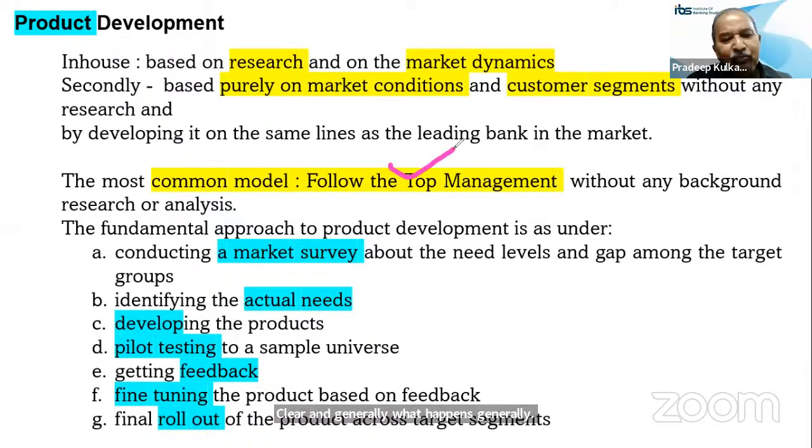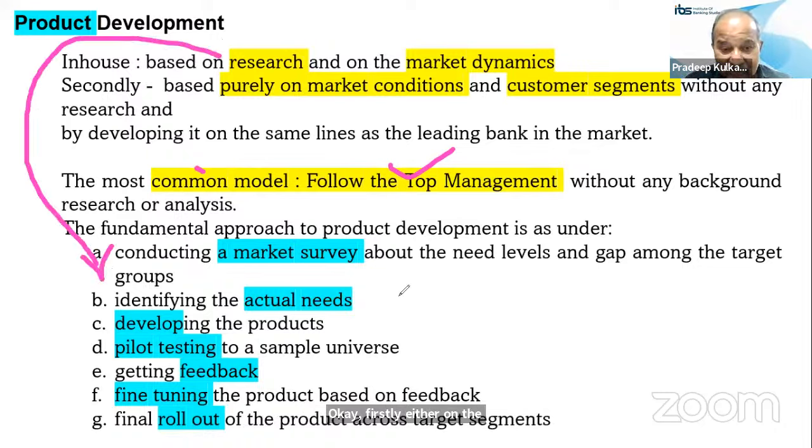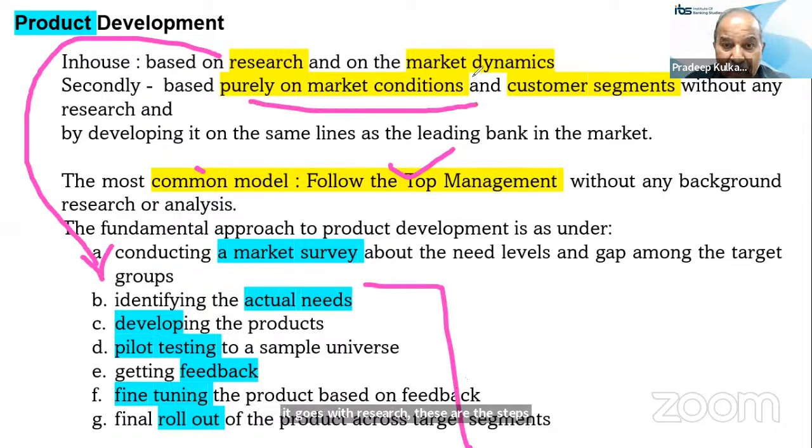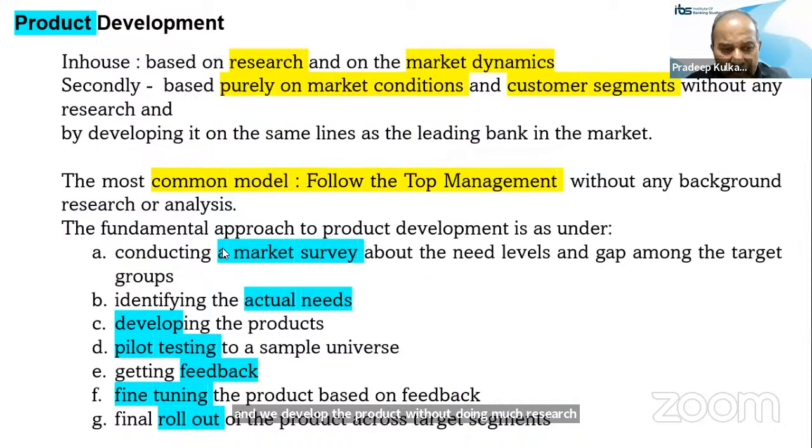Generally, the top management gives a direction that let us have this product. When the top management says let's have the product, naturally it becomes the most common model, and that is the way we implement it. Firstly, on the basis of research, and when it goes with research, these are the steps. Secondly, purely on market demand. Suddenly a demand is observed by people in the market, and we develop the product without doing much research. Third is that the top management directs. And when we do it the fundamental way, the fundamental approach should be this A to G model.